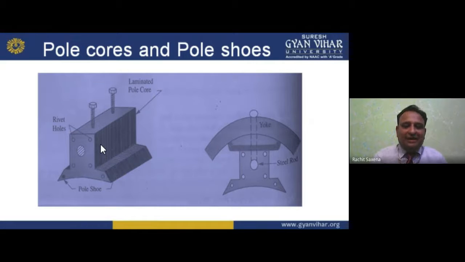So I am laminating here, and it looks like this. These are the bolts or screws which we can fit with the help of a steel rod. It is a yoke, and this is the cross section of the pole shoe. This pole shoe is connected with the yoke with the help of screws and bolts, to make the permanent arrangement. So that is the pole shoe. I hope you understand. Now moving forward.